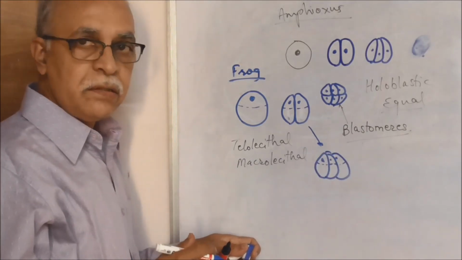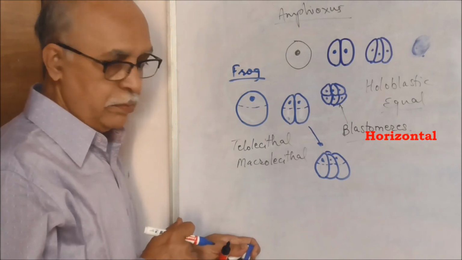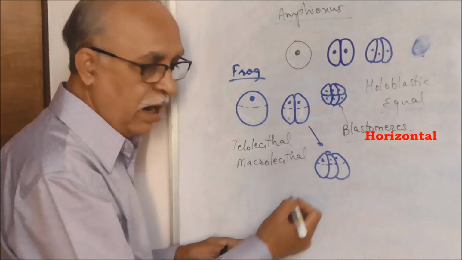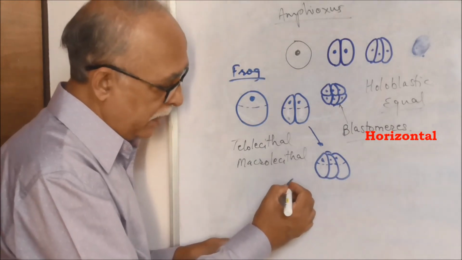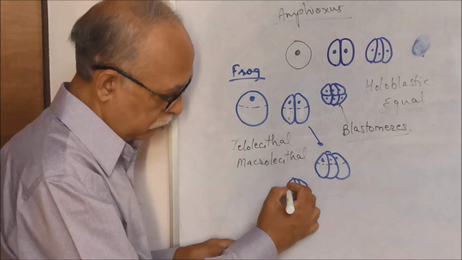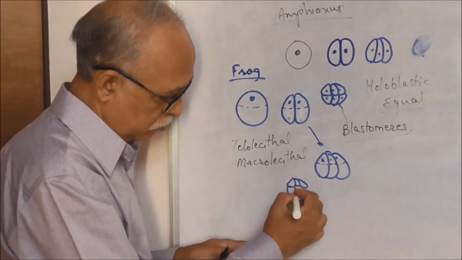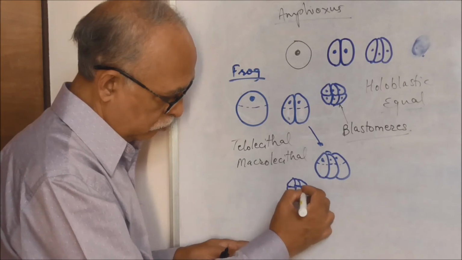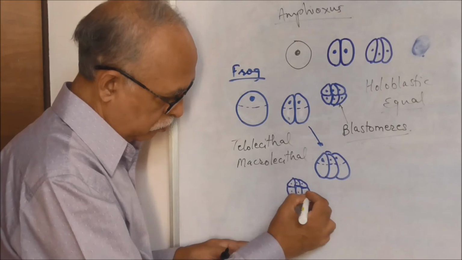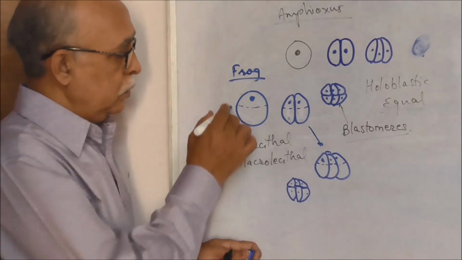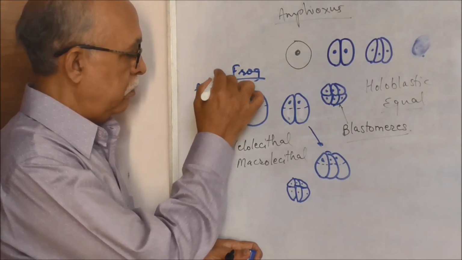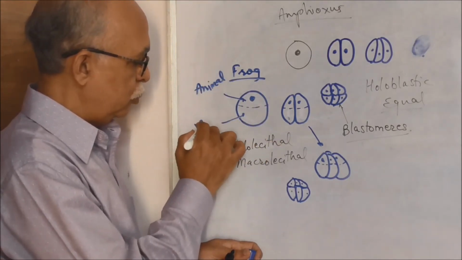Third cleavage now is horizontal. Horizontal, we are not calling it latitudinal because it's not exactly in the half. It would be like so. See, this is animal pole, this is vegetal pole.